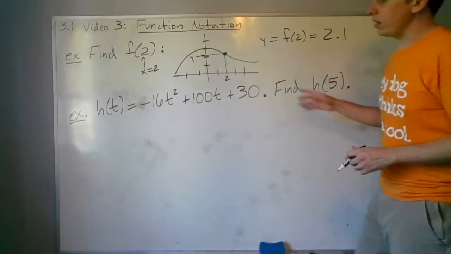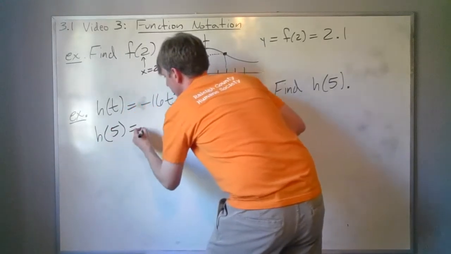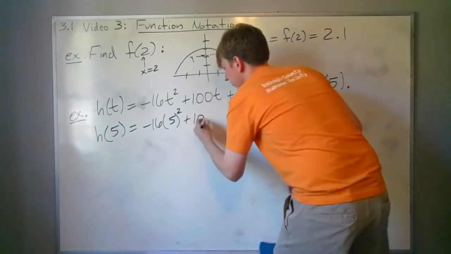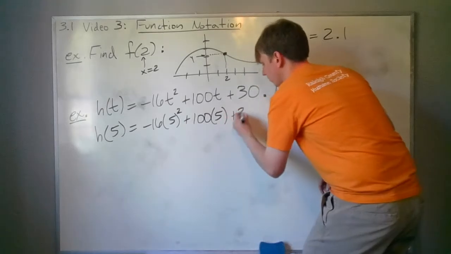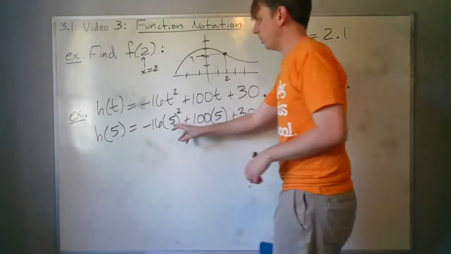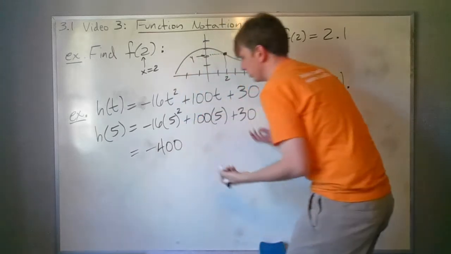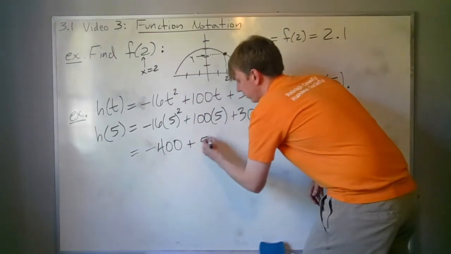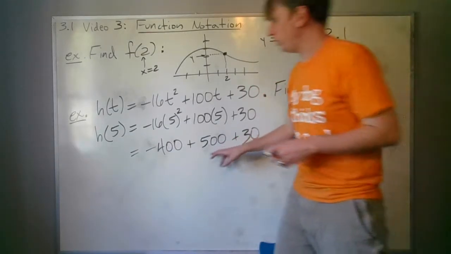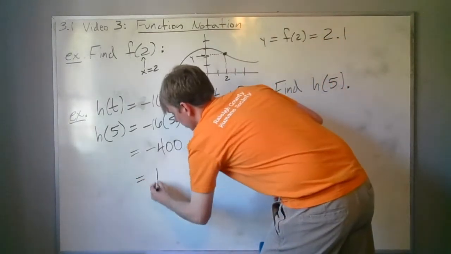So h of 5, I'm just going to stick in a 5 for my t, both on the left side and on the right side. So everywhere I see a t, I stick in a 5. And then we just plug and chug. 5 squared is 25, and 25 times 16, I believe, is 400. 100 times 5 is 500. And if you stare at that for a second, 500 minus 400 would be 100 plus 30. So our answer is 130.